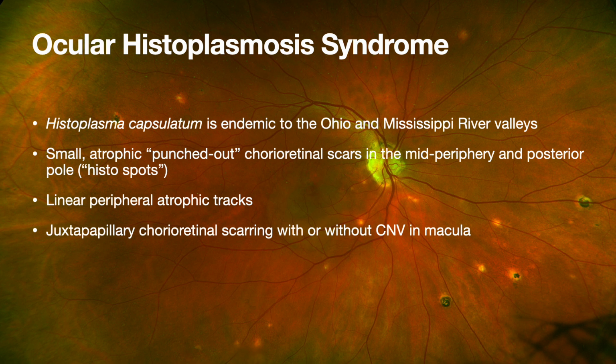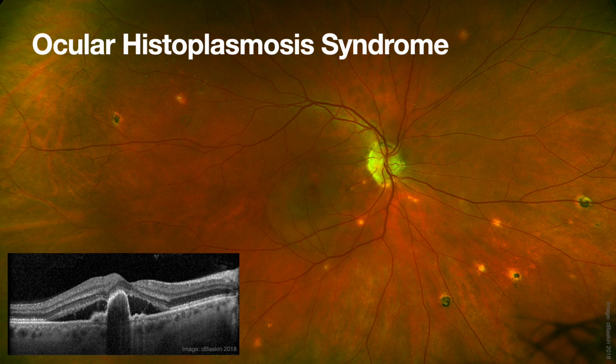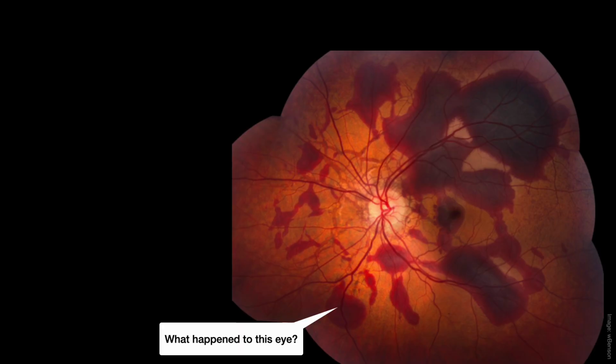Juxtapapillary chorioretinal scarring with or without CNV in the macula. Absence of vitritis as opposed to MFC, multifocal chorioretinitis. Oh, MCP, sorry, goodness. Multifocal choroiditis and panuveitis. So MCP has vitritis, histo does not. Sorry, I just butchered this for everybody. Just remember, histo, no vitritis. It's bilateral in 60%. Most individuals are asymptomatic until CNV develops. There's my patient.